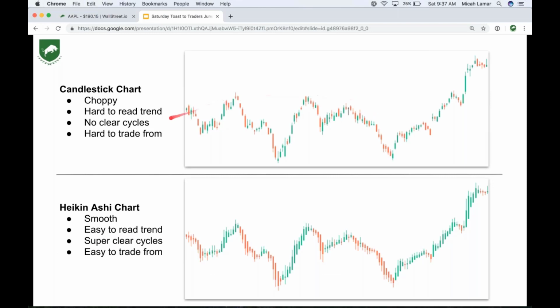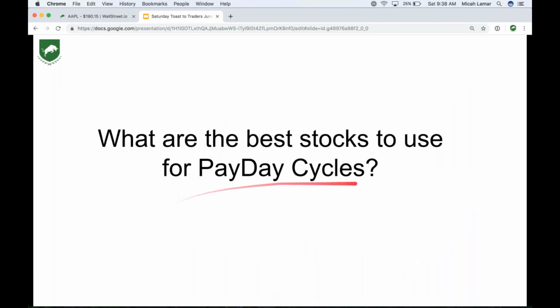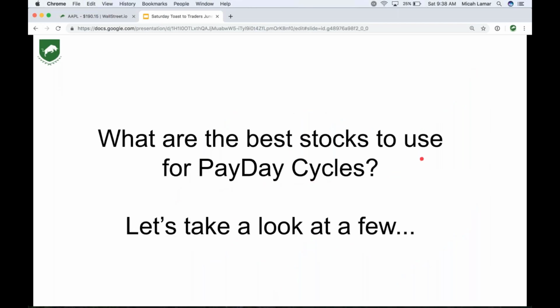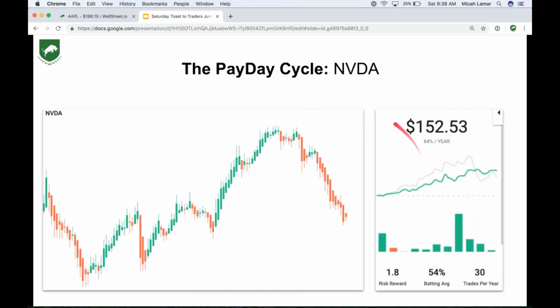Okay. So again, some of the key differences here between a candlestick chart and a Heiken Ashi chart. We've got your candlestick chart: choppy, hard to read the trend, there's no clear cycles, hard to trade from. Heiken Ashi: smooth, it's easier to read the trends, it's very clear cycles and easier to trade from. So what are the best stocks to use for payday cycles? Let's take a look.